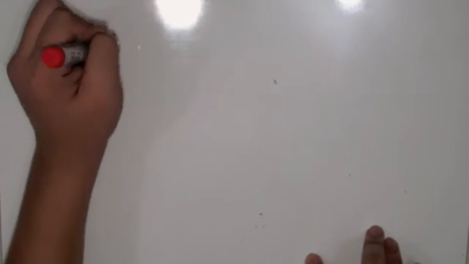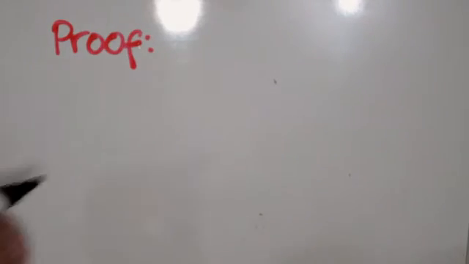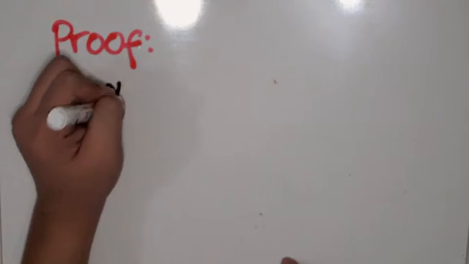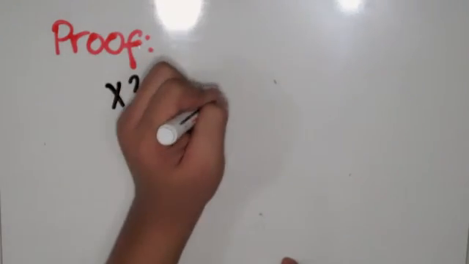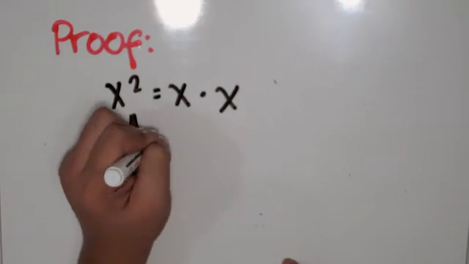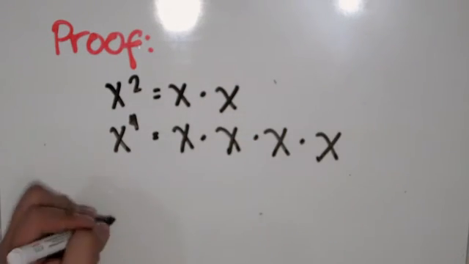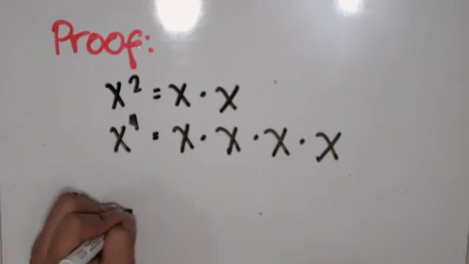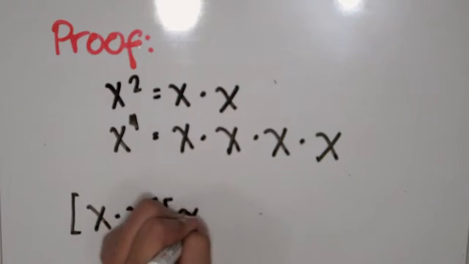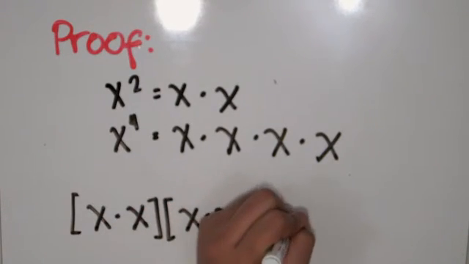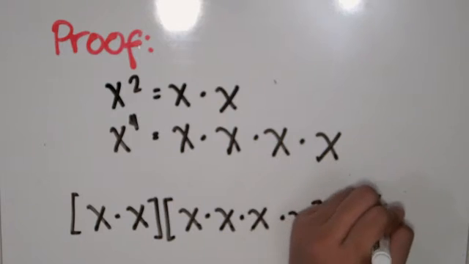Now here's to give you proof. x squared equals x times x, while x raised to 4 is x times itself 4 times. So x times x multiplied by x times itself 4 times equals x raised to 6.